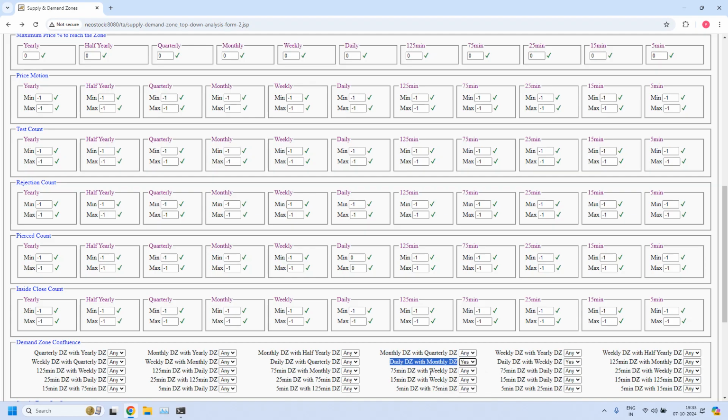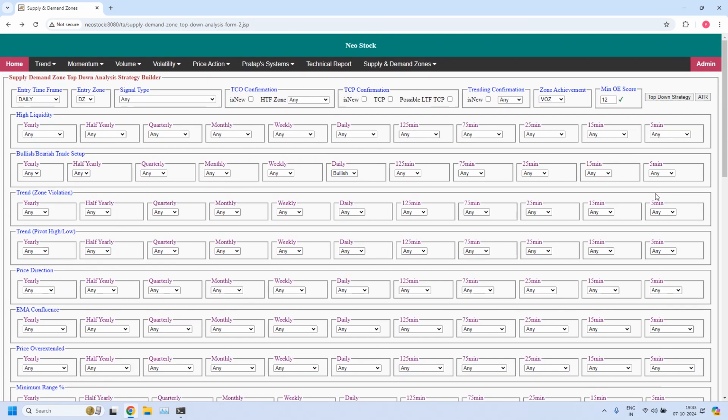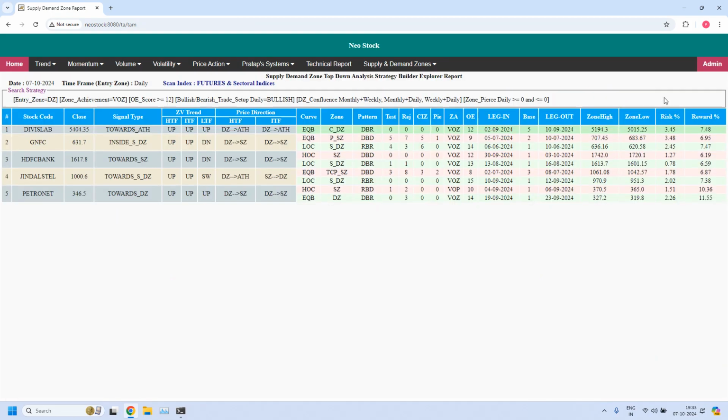That is the daily demand zone confluence with monthly demand zone, and also weekly demand zone confluence with monthly demand zone confluence, enabled with all the 3 filters. That is LTF, ITF, HTF confluence. We got 5 stocks. All these 5 stocks are currently supporting LTF, ITF, HTF confluence. That means daily zone is part of the weekly, and daily and weekly together are part of the monthly zone.